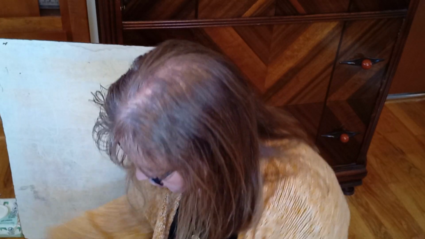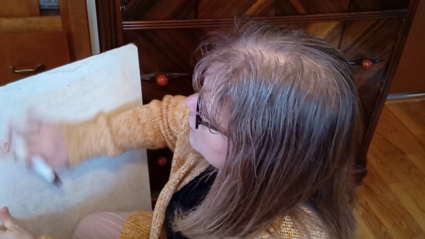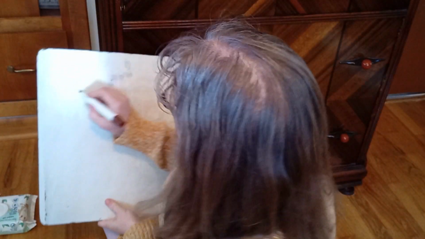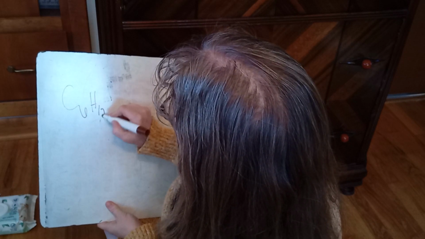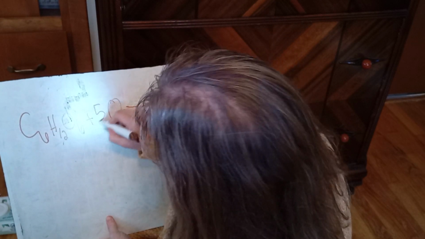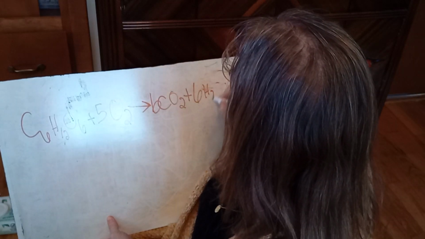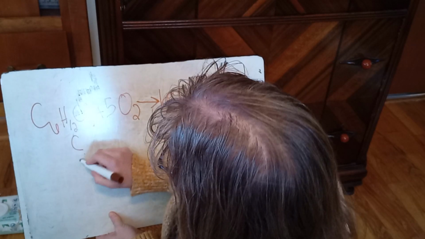So, example 6.2. Got a marker, guys. Okay. Example 6.2. We have C6H12O6. That is sugar. Let's turn the board the other way because that's not going to be enough room. C6H12O6 plus O2 become, it actually is already balanced, or maybe 6CO2 plus 6H2O. So we count each side.